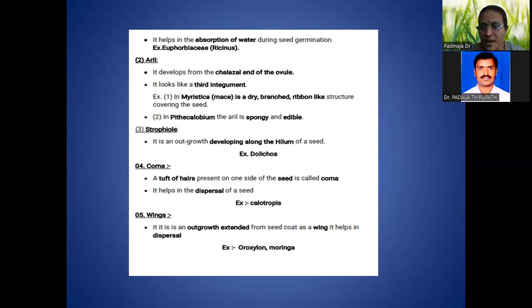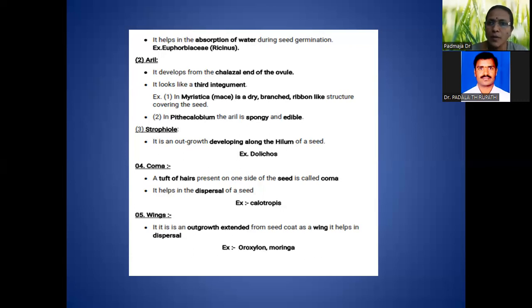They can be easily moving with the air. And wings, it is an outgrowth extended from the seeds as a wing. It helps in the dispersal in the moringa, in oroxylon. And these wings are helpful for the dispersal of the seeds.